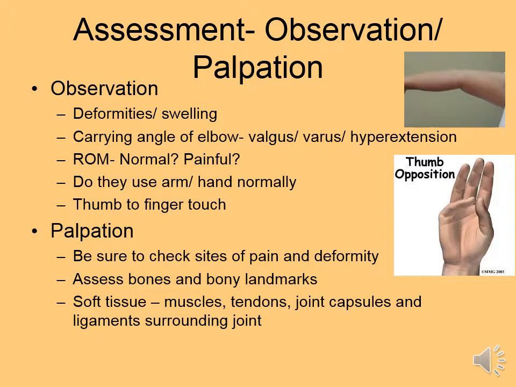So if we actually do see swelling in the elbow, most of the time it's most readily apparent by looking at them from behind, but occasionally we can see it from the front. We're going to want to look at the carrying angle of their elbow. So do they go into valgus or varus? Just like with the knees, valgus is knock-kneed, so elbows towards the body, or varus would be elbows away from the body when their arms are straight at their sides.